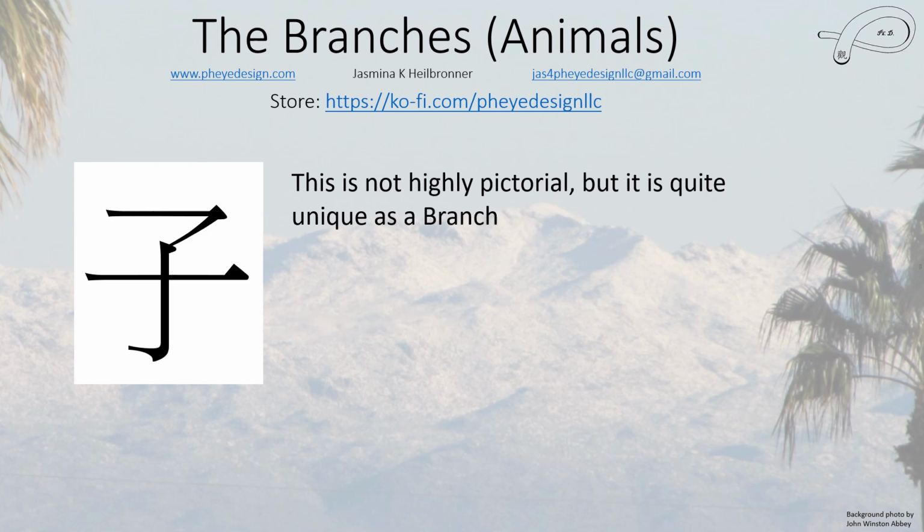Now this one's the rat. I don't think it's terribly pictorial. You might say this is the tail and this is the nose of the rat, but that line to me looks like, well, I guess you cut the tail off of the rat. Isn't there some silly nursery rhyme about that? So maybe that's a good way to remember it. This is Z, the rat.